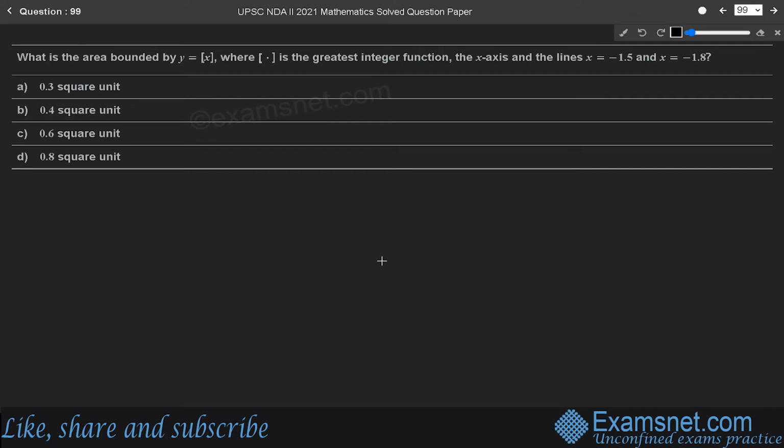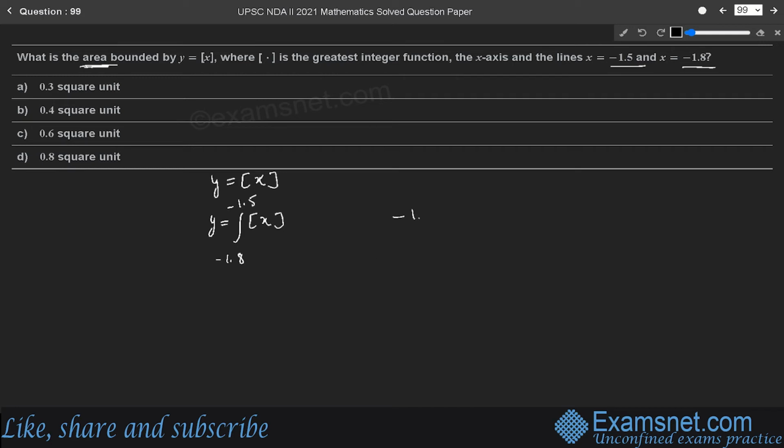Next question is, what is the area bounded by y equal to x, where x is the greatest integer function, the x-axis and the lines x is equal to minus 1.5 and x is equal to minus 1.8? See, whenever the question says about the area, it means that we have to go for integration, means we have to find the integration for the given equation. So y will be equal to integration of the greatest integer, and the limits are minus 1.8 to minus 1.5.